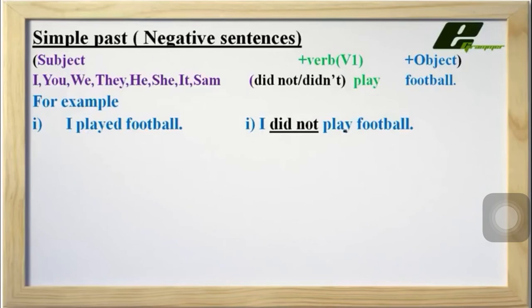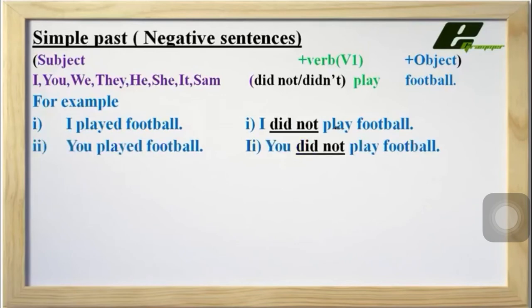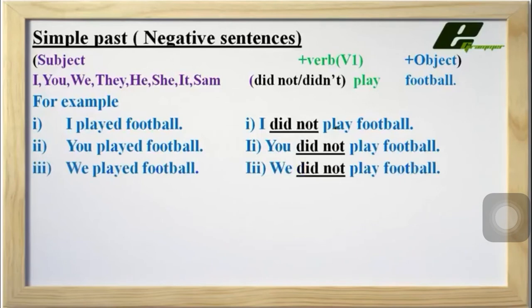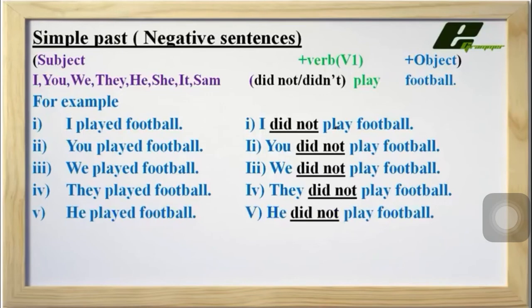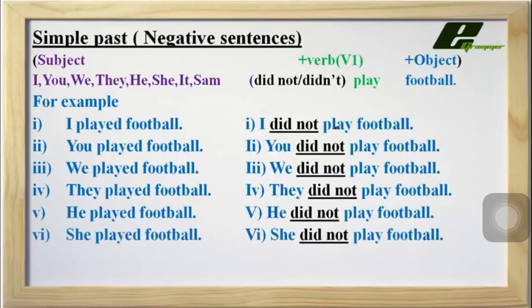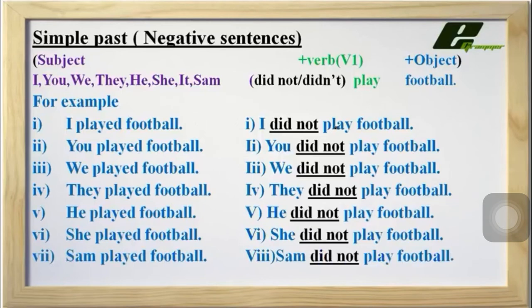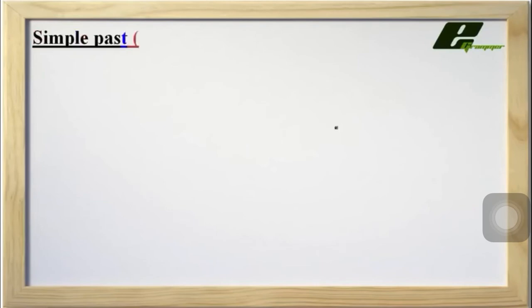We can use this form only in simple past tense. See another example. You played football. You did not play football. We played football. We did not play football. They played football. They did not play football. He played football. He did not play football. She played football. She did not play football. Sam played football. Sam did not play football. Understood?